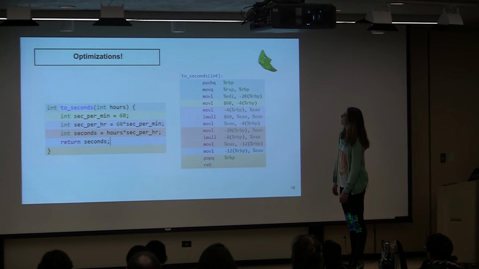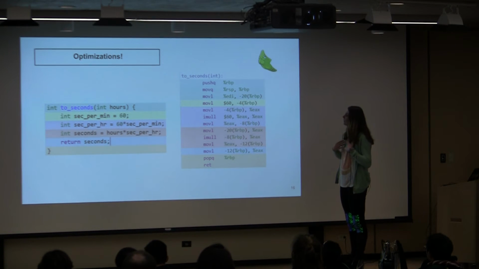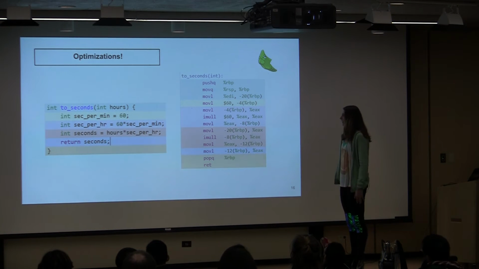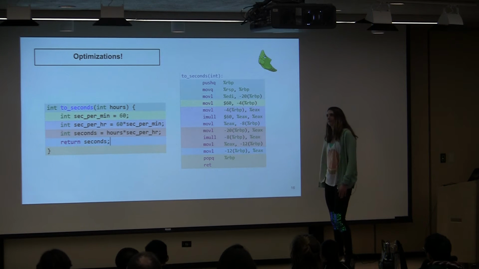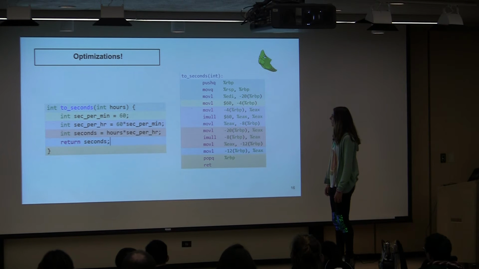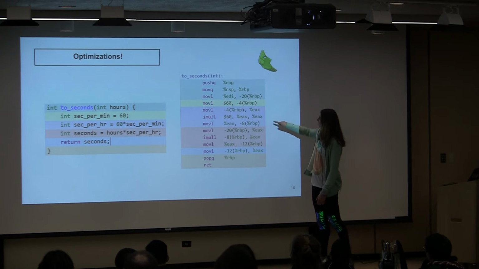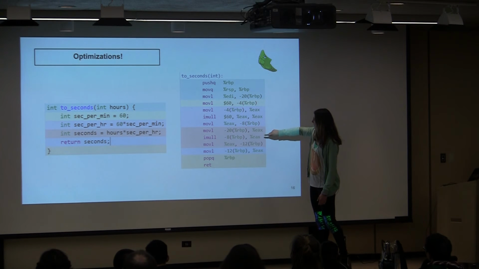So we all know by heart that imul is an expensive operation, right? That's more expensive than addition or shifting, and only division is more expensive than imul. But we kind of want to avoid it. So imul gets called here and here.